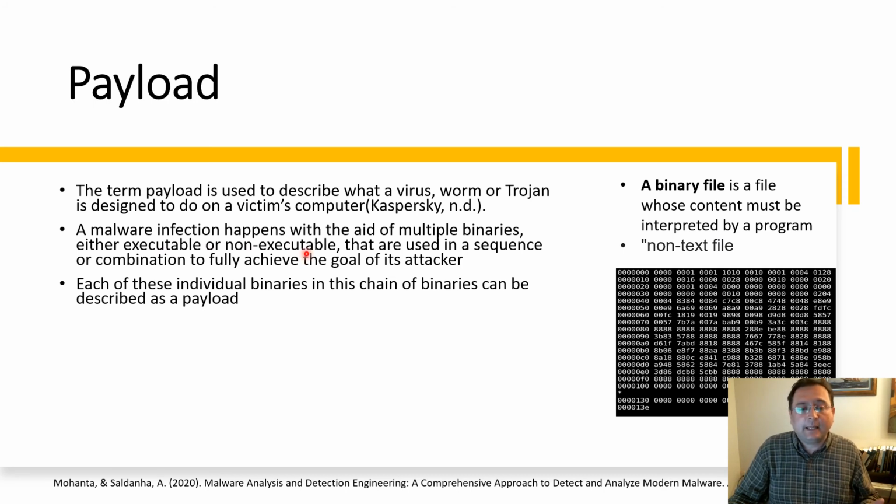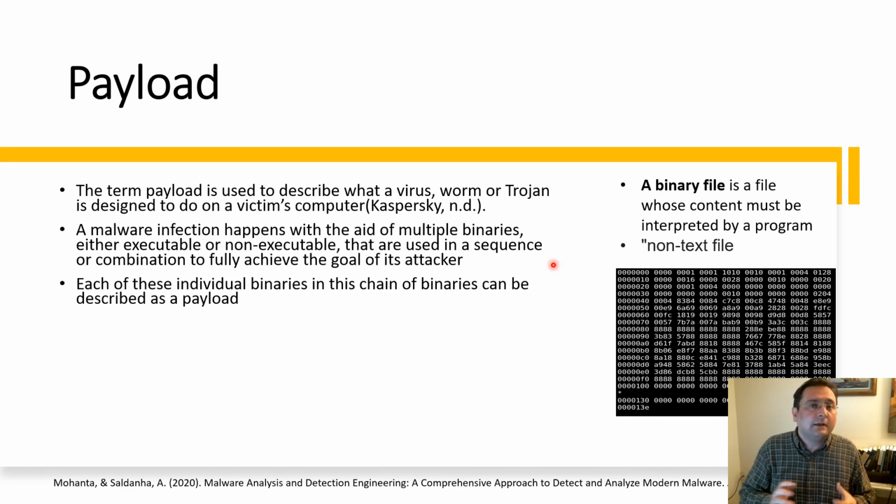A malware infection happens with the aid of multiple binaries, okay? A binary file is a file whose content must be interpreted by a program, and they are non-text files. A malware infection happens with the aid of multiple binaries, either executable or non-executable, that are used in a sequence or combination to fully achieve the goal of the attacker.